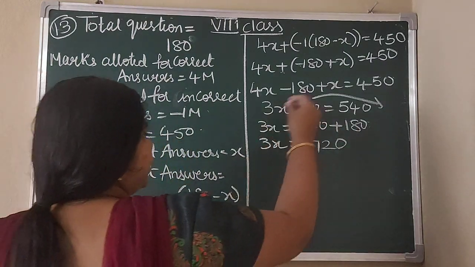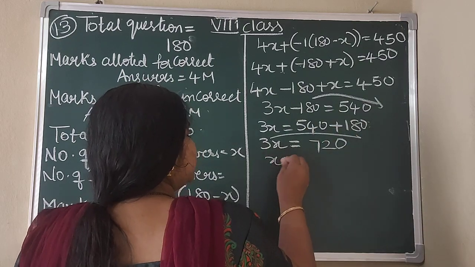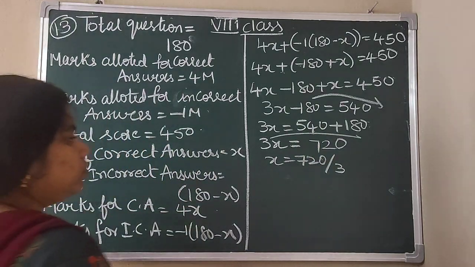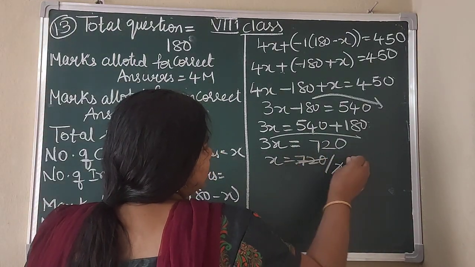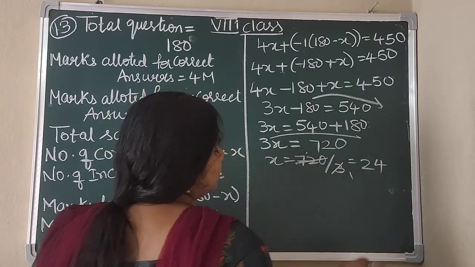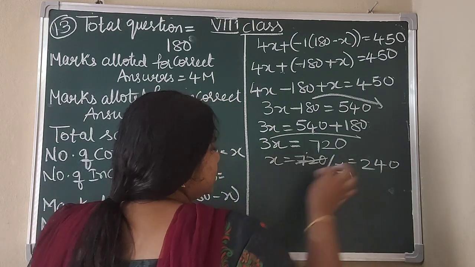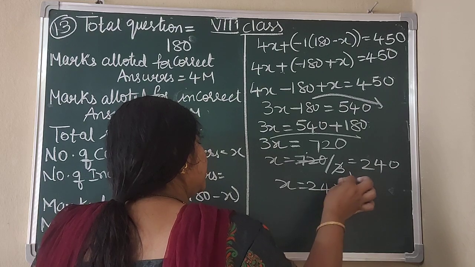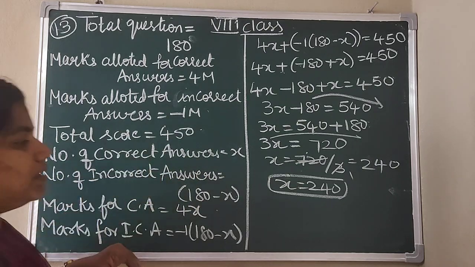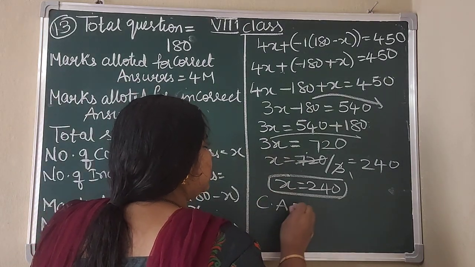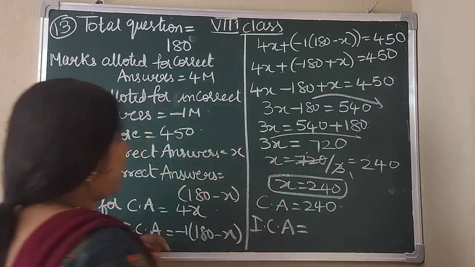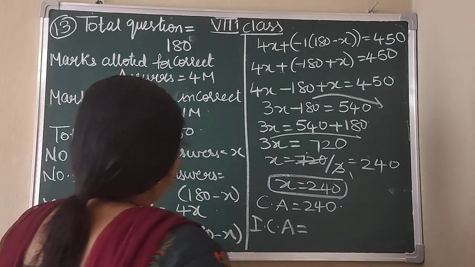Now transpose this 3 to the other side. x equals 720 by 3. If you divide this, 3 1 times is 3, 3 2 times is 6, 1 will be remaining, 3 4 times is 12, 0 is 0. So x is how much now? 240. x is what we have taken as correct answers. So therefore the correct answers are 240. Now we have to find the incorrect answers. So incorrect answers we have taken in the form of 180 minus x.